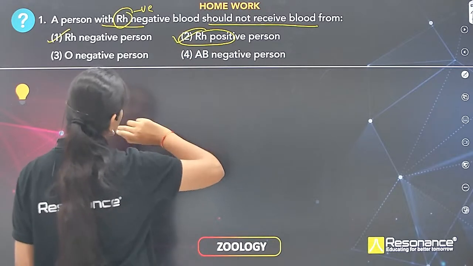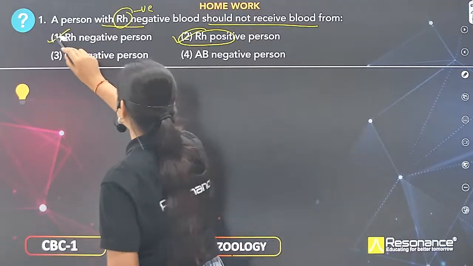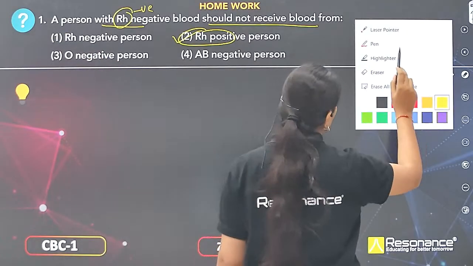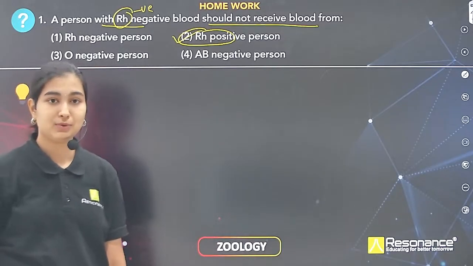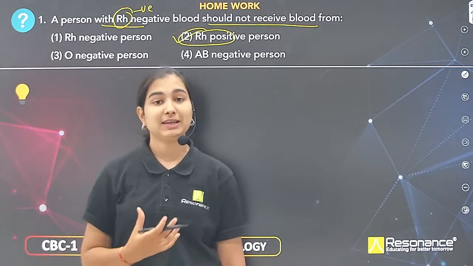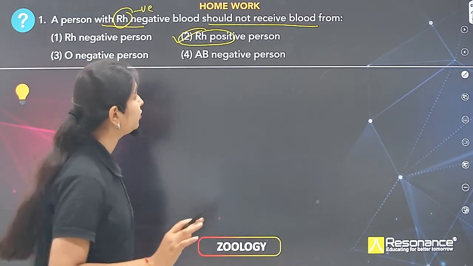Okay, so here if it is receiving the blood from the RH positive, then at that time what would be happening? The body would be producing the antibodies, the anti-RH antibodies, and here it would be killing up those cells. That's the reason what will happen, so they need not receive it.